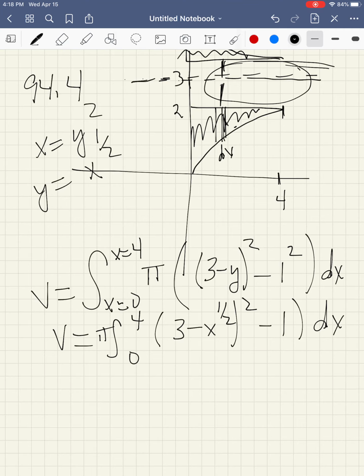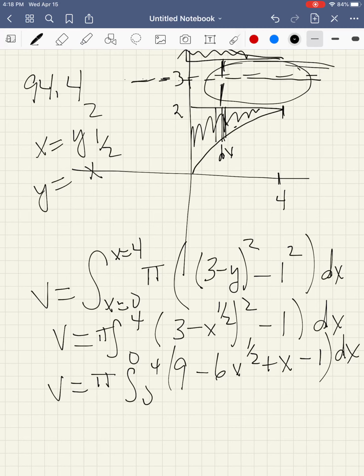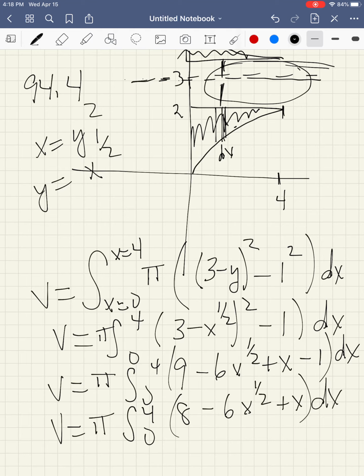All right. Now I'm just going to go ahead and do this by hand. They put it in the calculator, but it's not that bad. 0 to 4, this would be 9 minus 6x to the 1/2 plus x to the 1, and then minus that 1, dx. And then 9 minus 1 is 8, right? So that's going to be the integral from 0 to 4 of 8 minus 6x to the 1/2 plus x dx. And now we can integrate it.